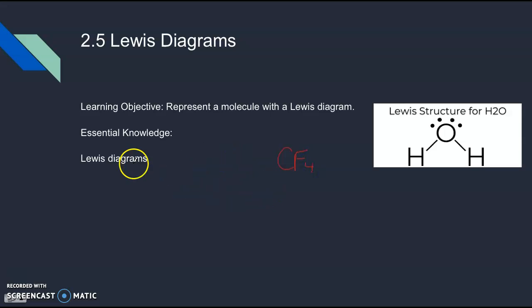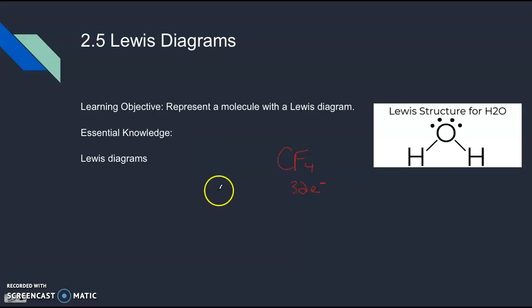So in a Lewis diagram, we want to show how all the atoms are connected, what types of bonds, and we want to show all the valence electrons too. So it starts with counting the valence electrons. So carbon has 4, each fluorine has 7, and there's 4 fluorines. So that gives us a total of 32 electrons that need to show up in the Lewis diagram.